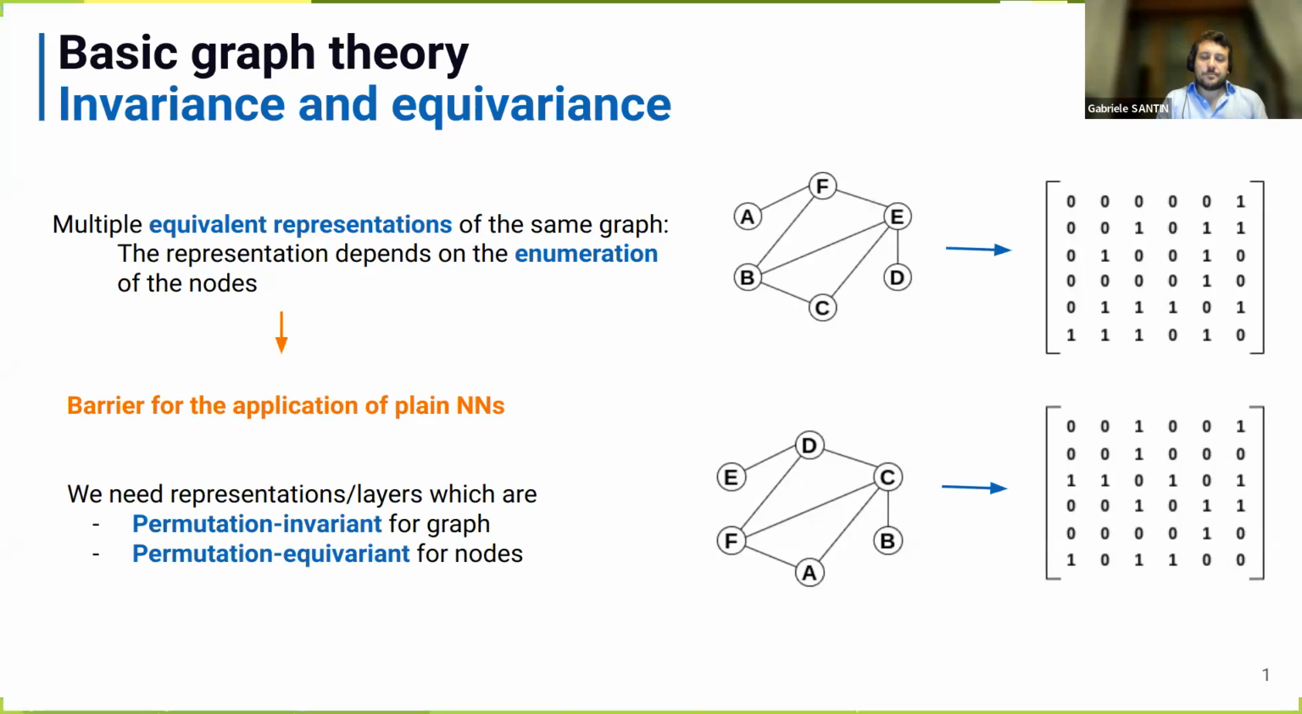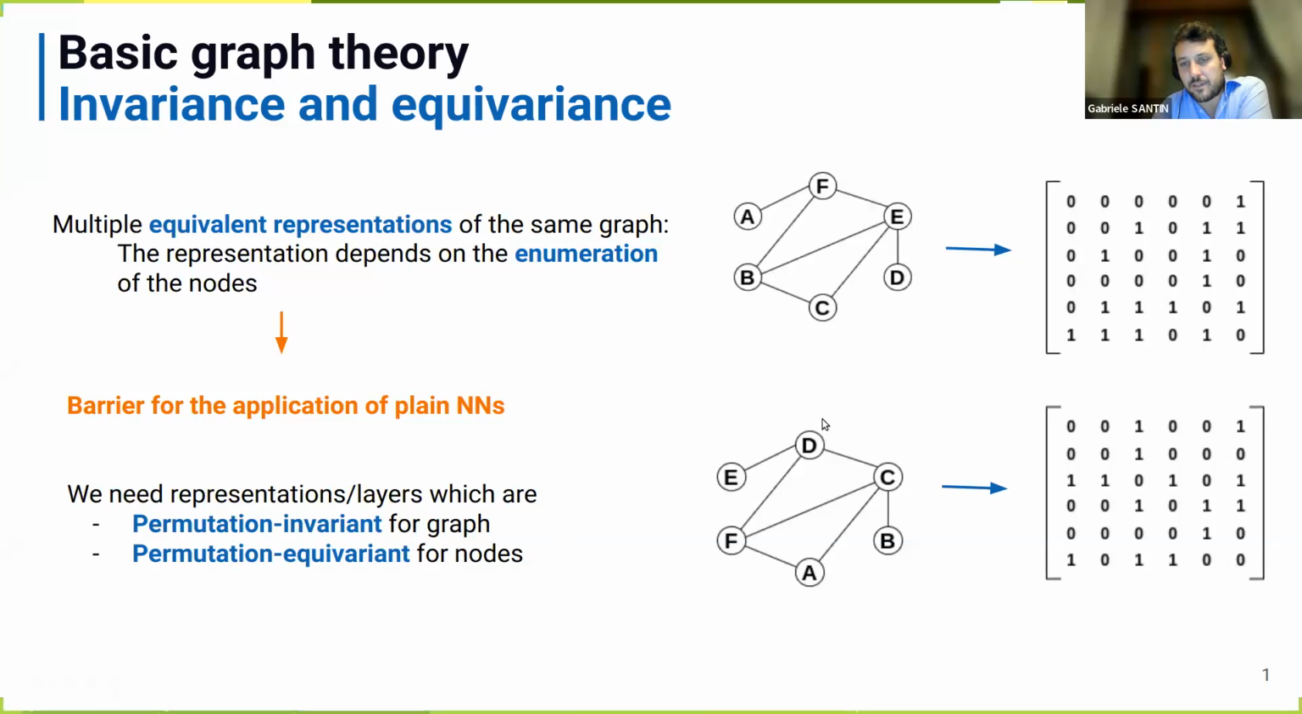And in more formal terms, what we need here is a kind of representation or a layer which is permutation invariant for graphs. Permutation invariant means that if I have a graph and I permute its nodes, and I'm trying to do some graph prediction task, I want the output to be unchanged. So as soon as I take the same graph, I want the output to be the same. So this would be invariant for permutation.